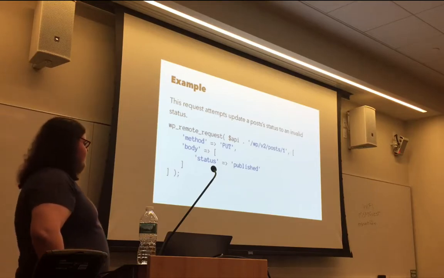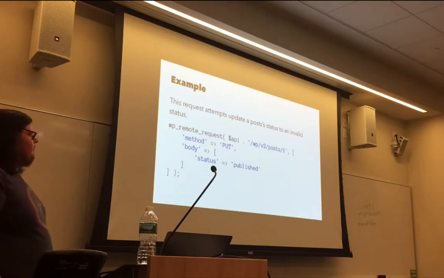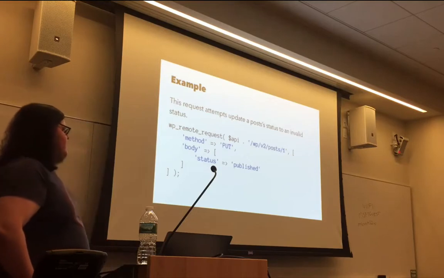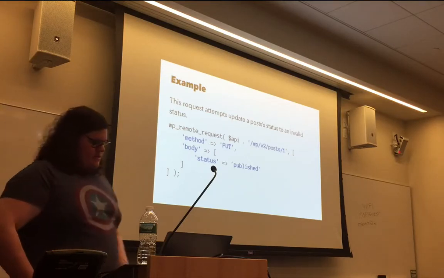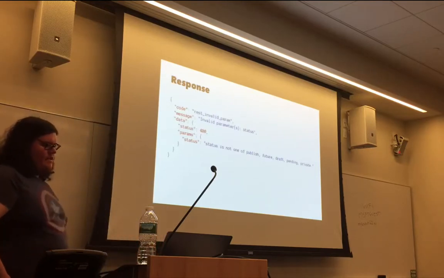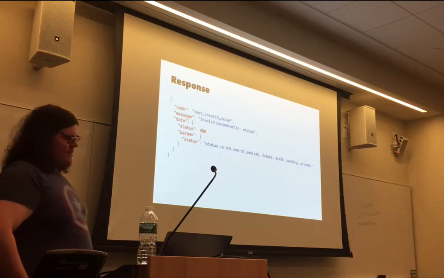You can see in the body that this is an HTTP form. This isn't a pre-JSON encoded blob of data. You can also see, if you're eagle-eyed, this is passing a status of publish. Publish is an invalid status. So how does WordPress handle it? WordPress will give us an error back. It will specify that we have an invalid parameter, and it'll give us some more detail about that.